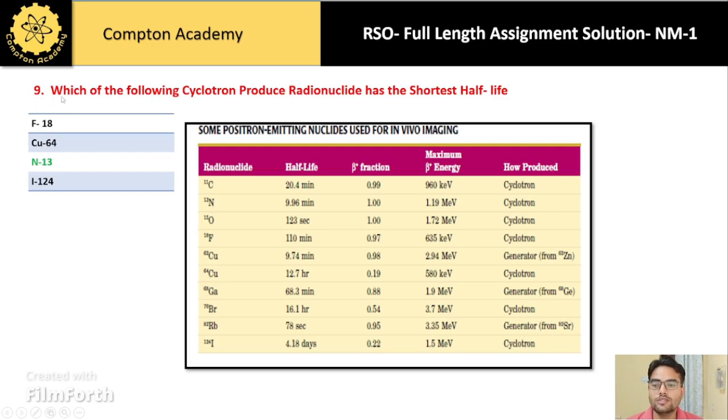Now another question is, which of the following cyclotron produced radionuclides has the shortest half-life? Here certain radionuclides have been mentioned, which are produced by the cyclotron as well as the generator. Some cyclotron produced isotopes have been mentioned here. Among these, N13 has the least half-life or shortest half-life.